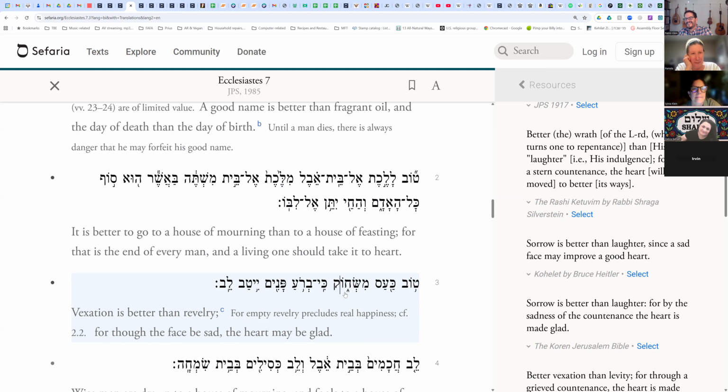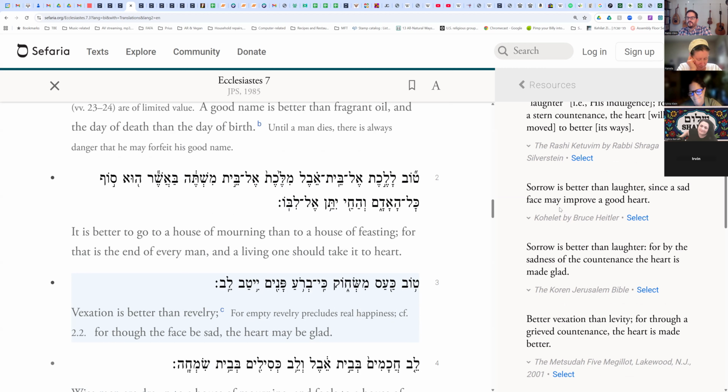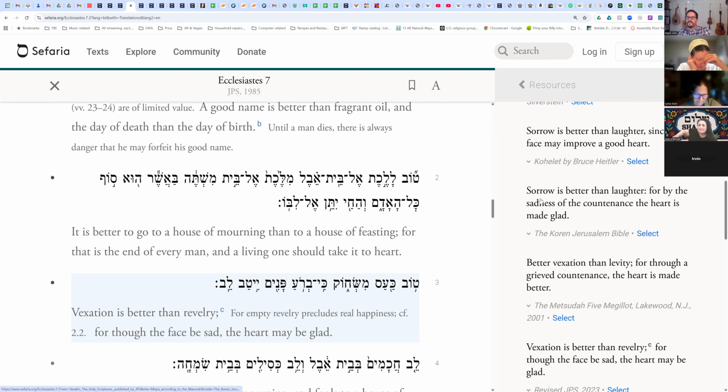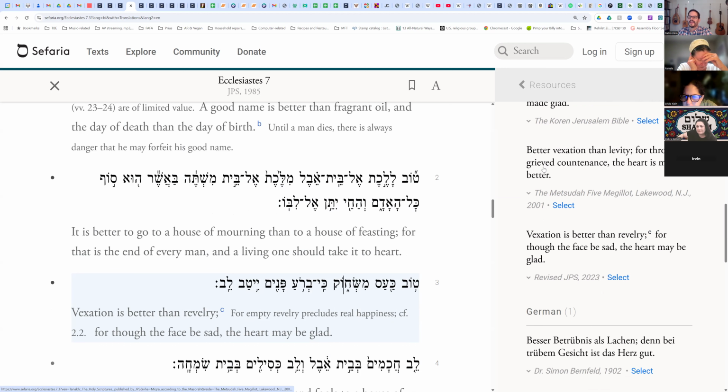Pickens. That's right. Sorrow is better than laughter, since the sad face may improve a good heart. Sorrow is better than laughter, for by sadness of the countenance the heart is made glad. Better vexation than levity. Now that sounds right. Better than being kind of upset about things than being frivolous about it. For through a grieved face, the heart is made better.